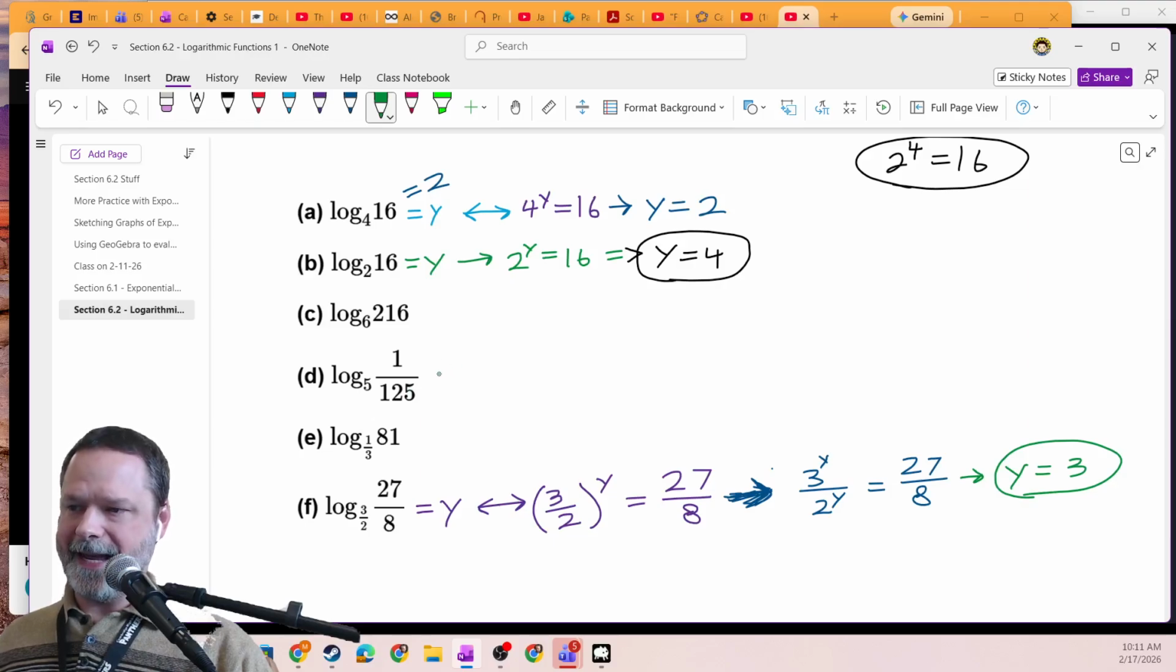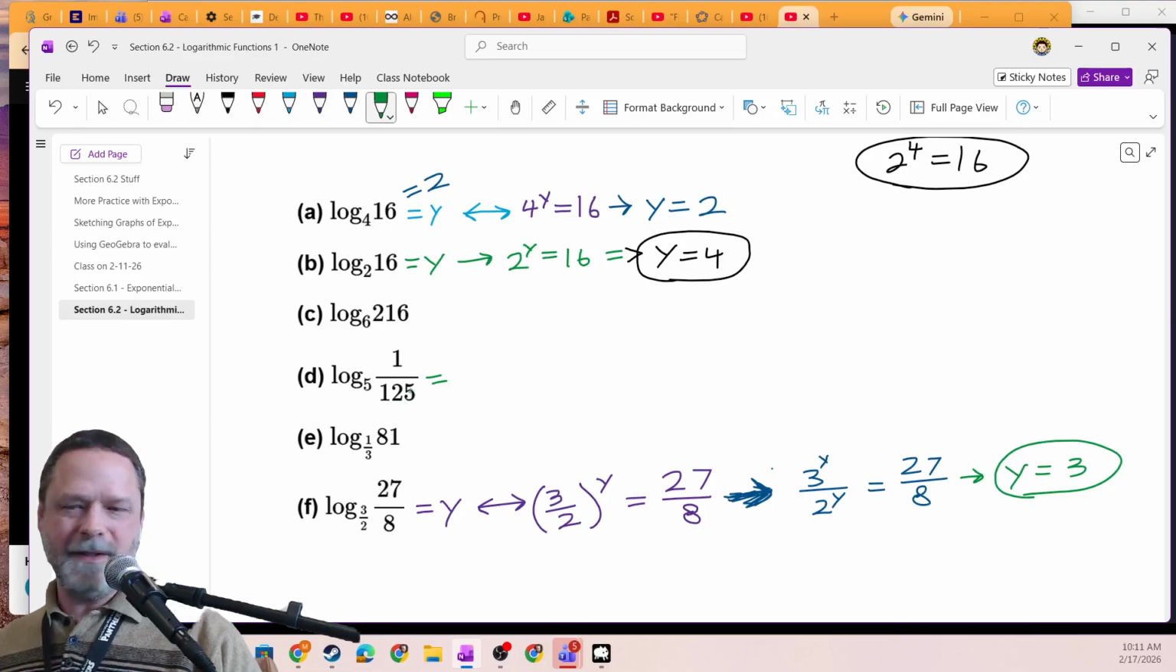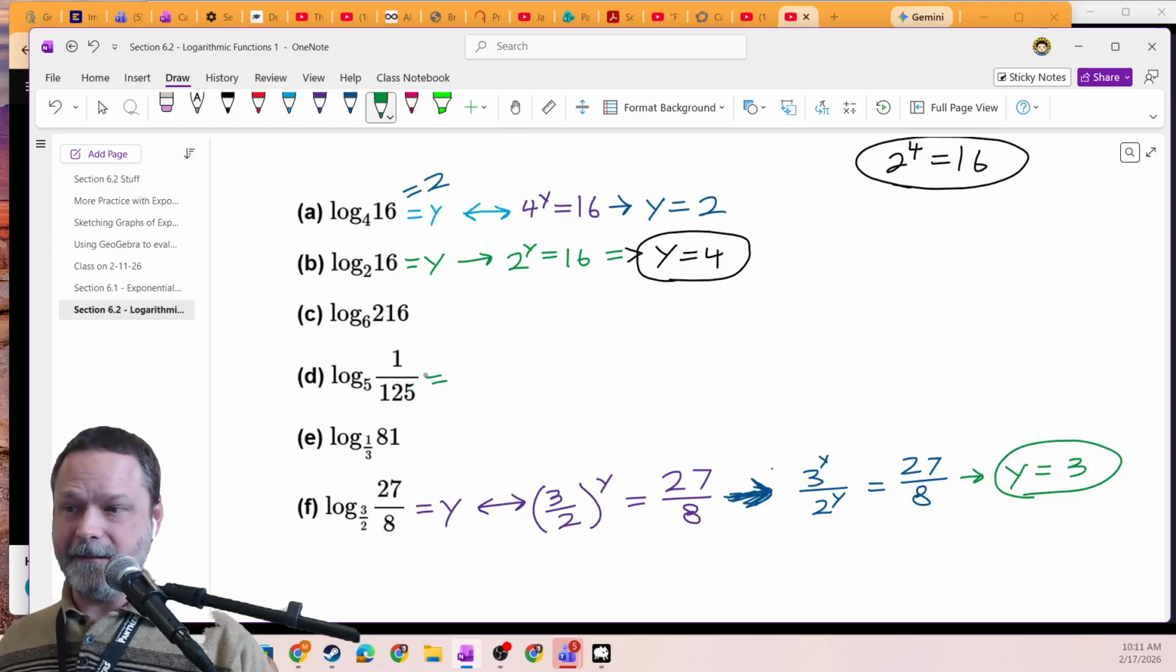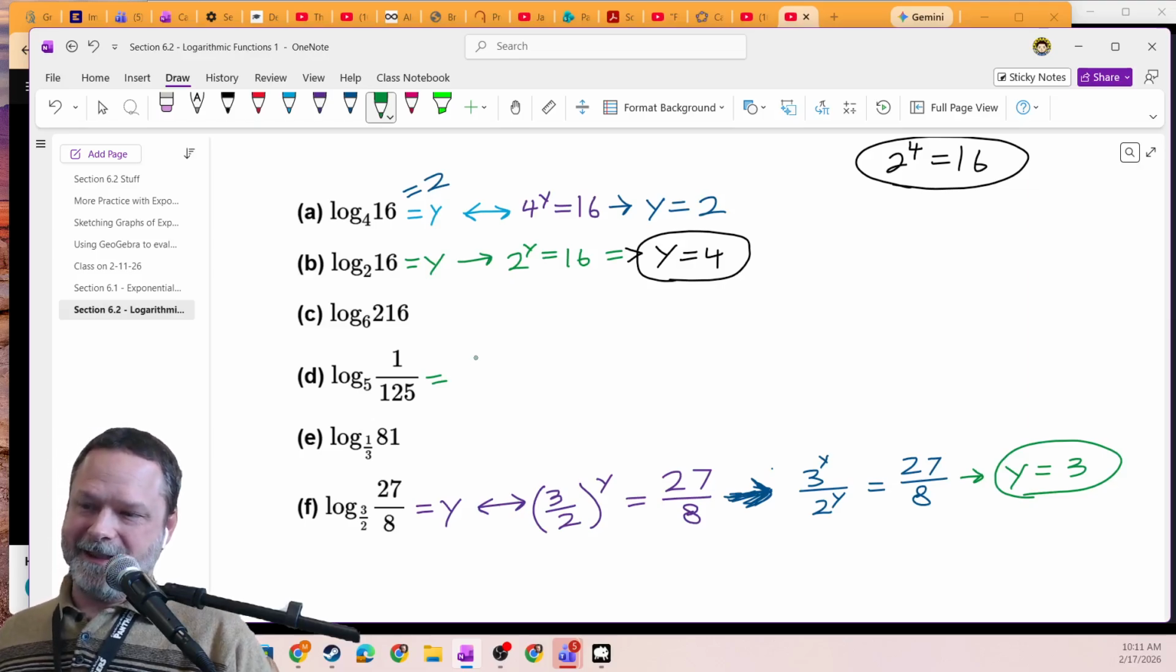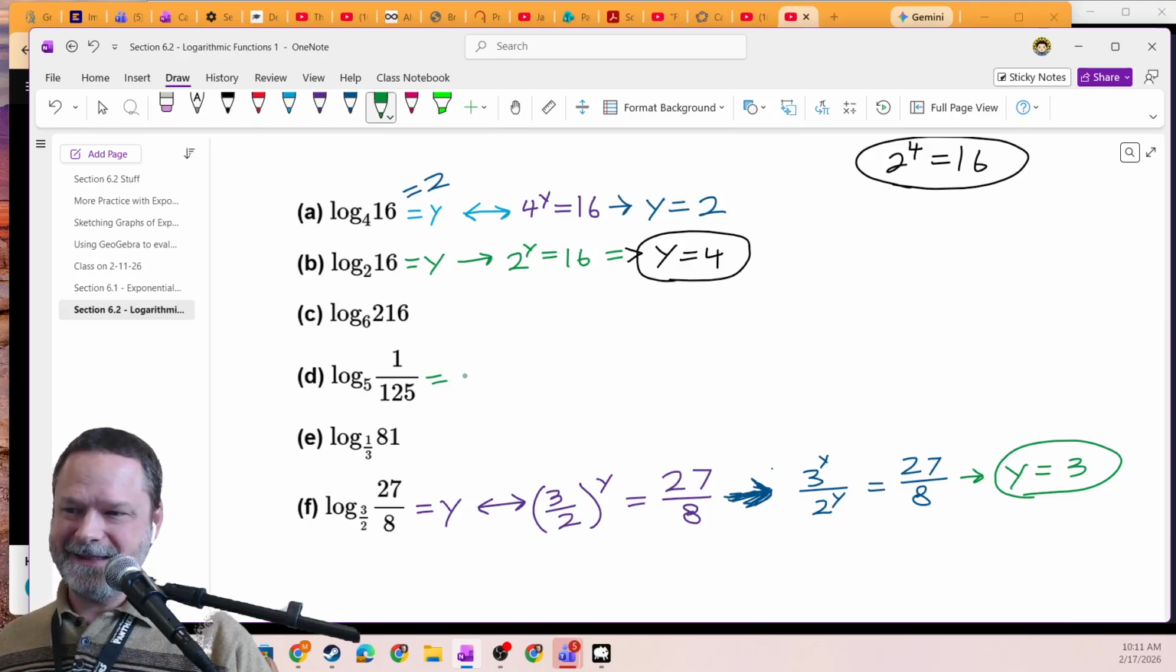This guy would be negative. We got time. I lied. One more. This guy will be negative. Let's just get this, right? 5 to what power is 1 over 125? I think it's a negative 3, right? 5 to the negative 3. Since we haven't seen any negative powers yet, let's take a look at a negative power. It's too much fun. I love this.